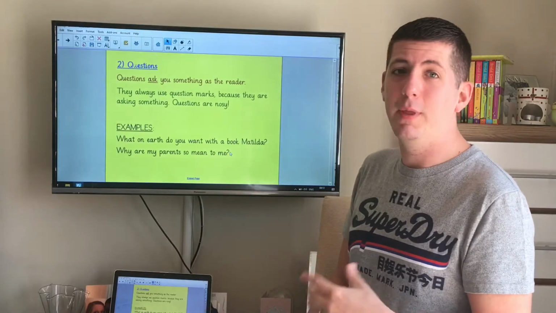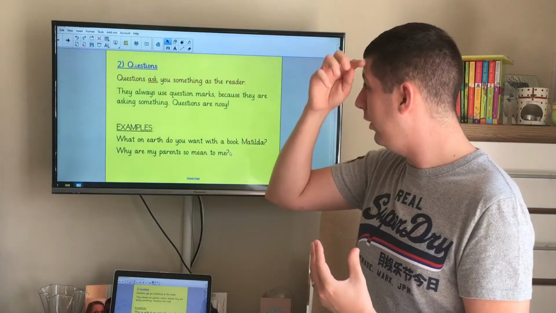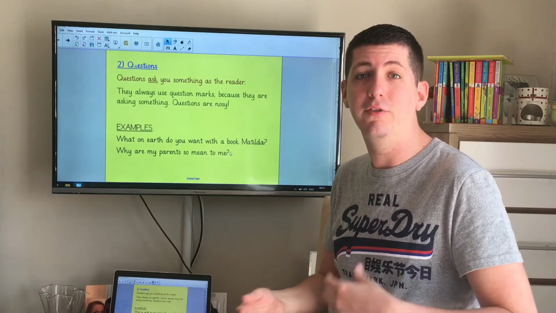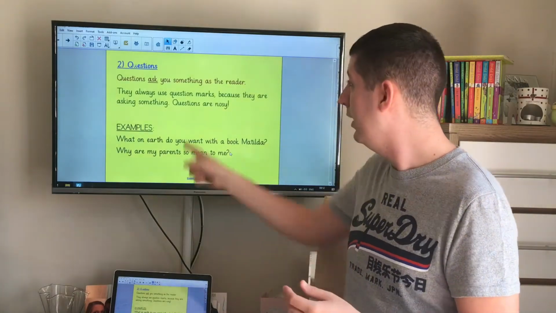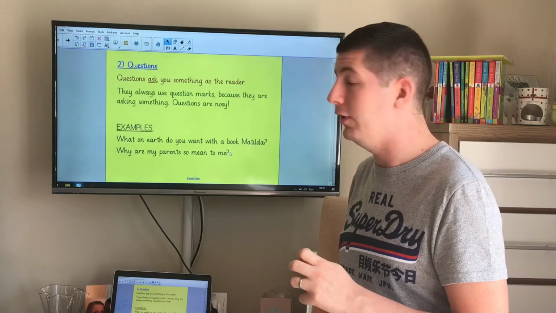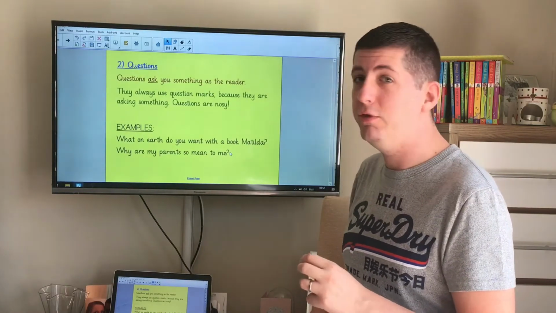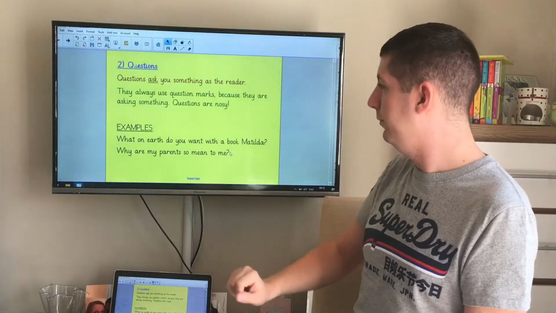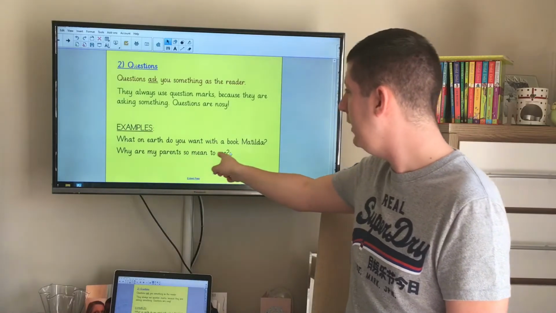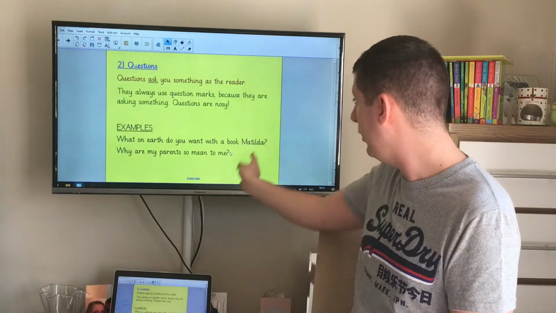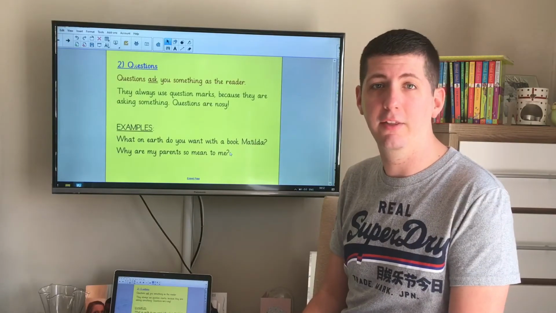Sentence type number 2 is a question. Now, questions are there to ask you something. They want to find some information out, so you need to find out by asking that question. They always use question marks because they are asking something. Questions are pretty nosy. And here are some examples of some questions. What on earth do you want with a book, Matilda? Why are my parents so mean to me? Both of those questions are asking something, they're finding out, which is why it's got the question mark at the very end of the sentence.